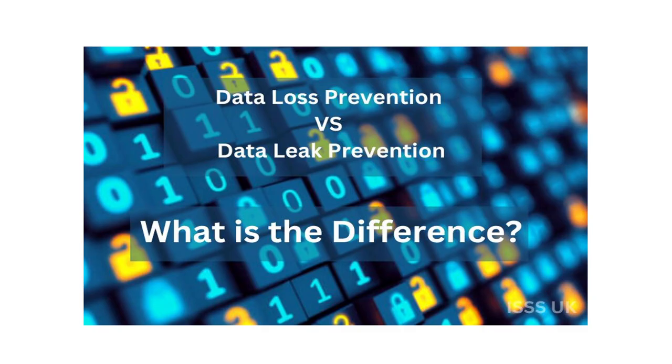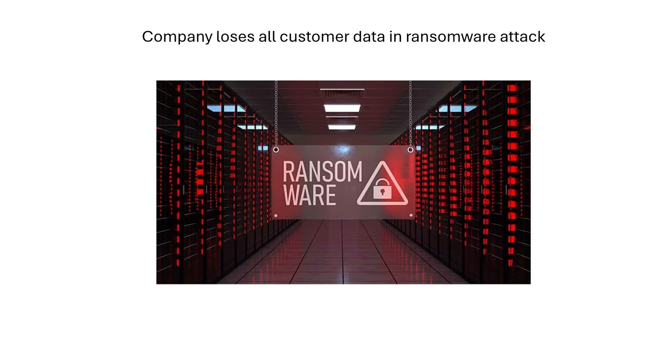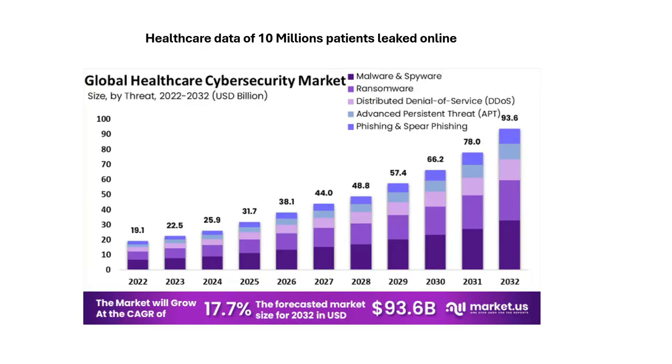Today's topic is DLP, data loss prevention or data leak prevention. Here is what 90% of companies get wrong. Let's bring up two examples. Example 1: Company loses all customer data in ransomware attack. Example 2: Healthcare data of 10 million patients leaked online. Which one is a leak and which one is a loss? Pause if it's needed. Two data disasters.